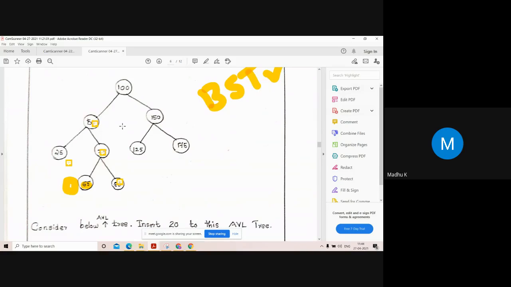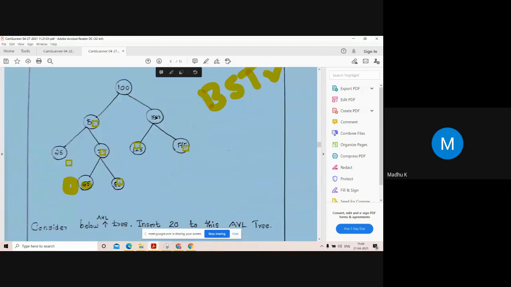In this way, we will check the balance factor of every node. Try to understand how to calculate the balance factor. Similarly, what is the balancing factor of this one? This is also 0. Similarly, the balancing factor of this one is also 0. Why is it 0? No left subtree, no right subtree.